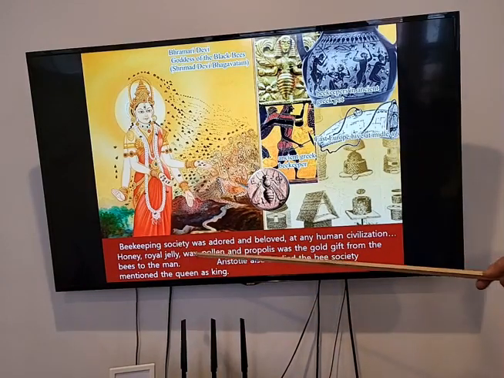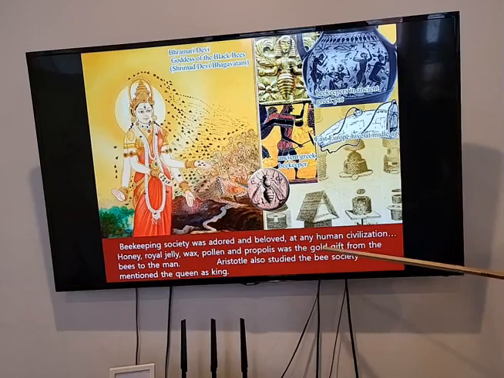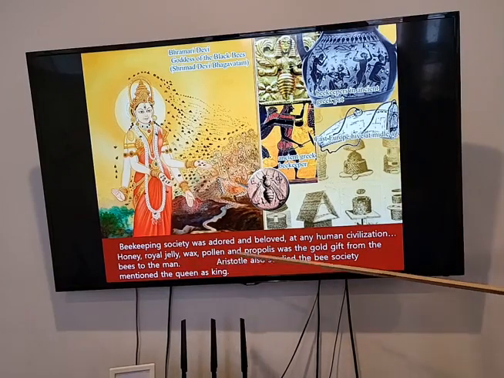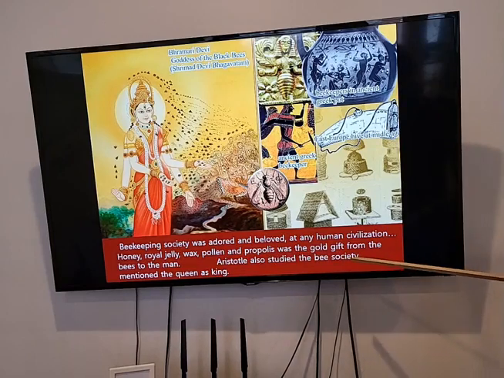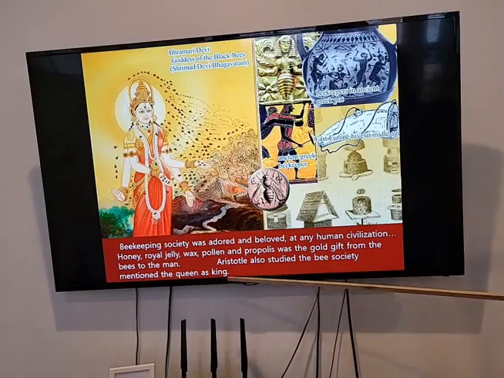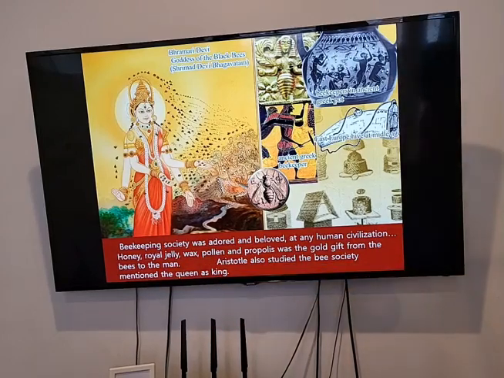Beekeeping society was adored and beloved in every human civilization. Honey, royal jelly, wax, pollen, and propolis were the golden gifts from the bee to man. Aristotle also studied bee society and mentioned the queen as a king. Okay, simple. Let's go to the next.